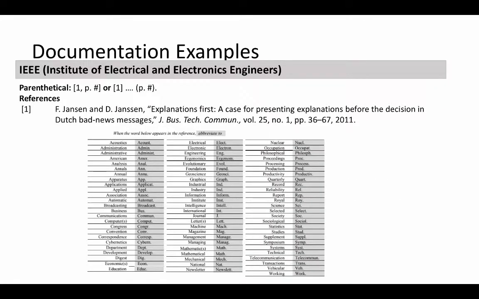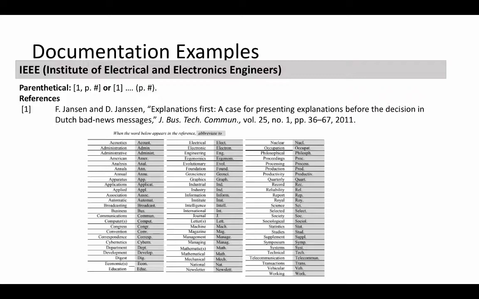For IEEE, notice how it does parentheticals: they're actually brackets rather than parentheses, though we speak of them loosely as parentheticals. And the sources are numbered based on when they appear. Notice the way that the reference appears. There's an abbreviation for the title of the periodical. And so consult a table like this one when you have to figure out how to abbreviate certain terms.